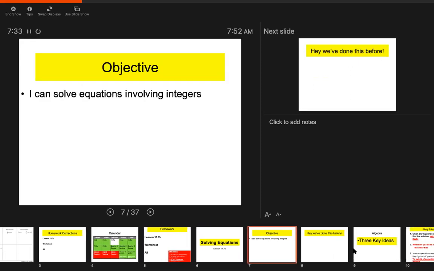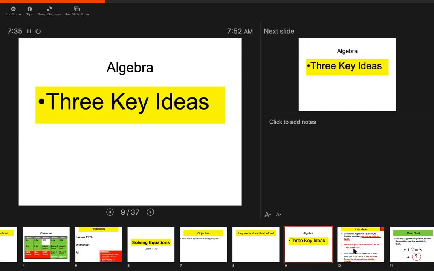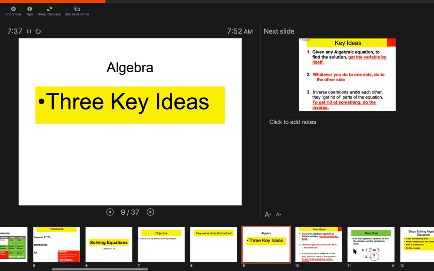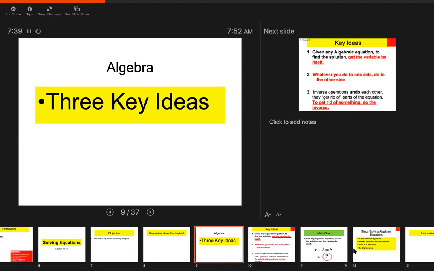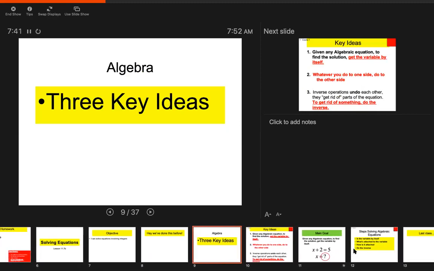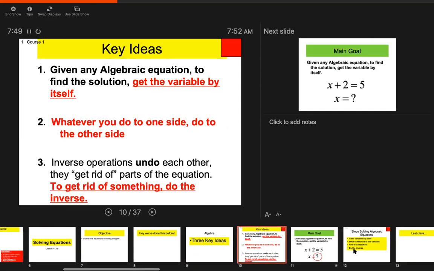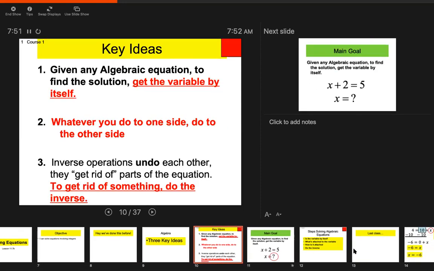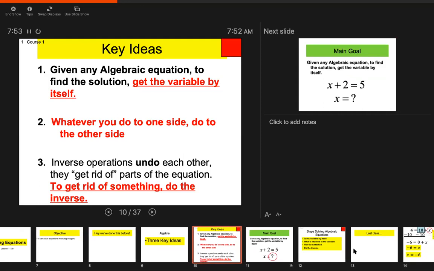All right, here we go. Solving equations. We've done this before. I'm going to have you write down one last time for the year. You said that last time. No, at the end of this. I said at the end of the previous chapter, but this is the last time of the year you will write this down. There are 3 key ideas in algebra in red. Box 1, write them down.